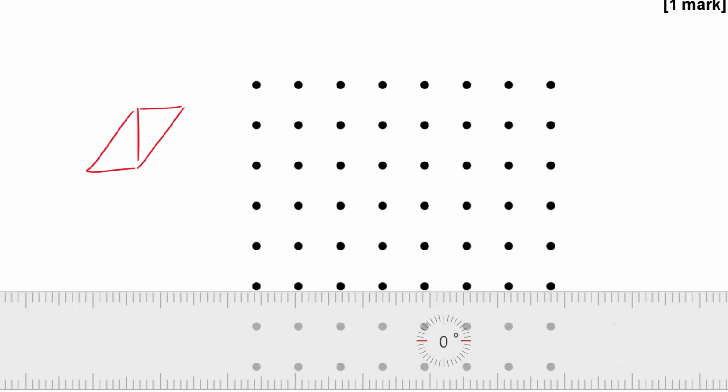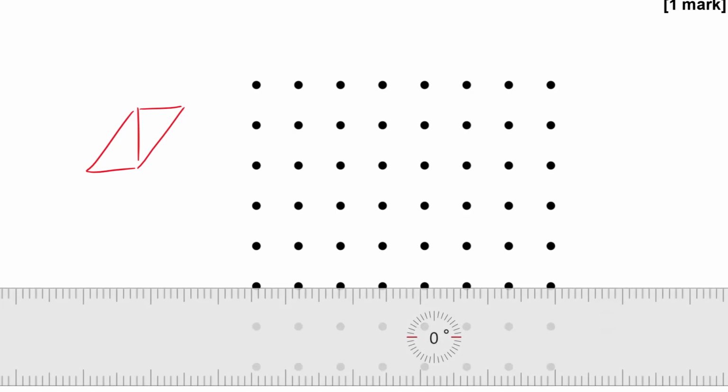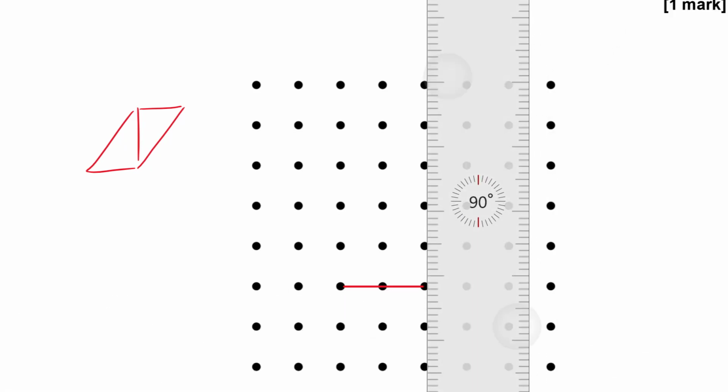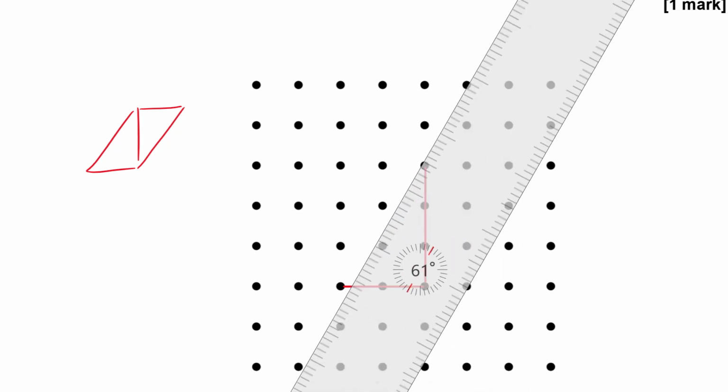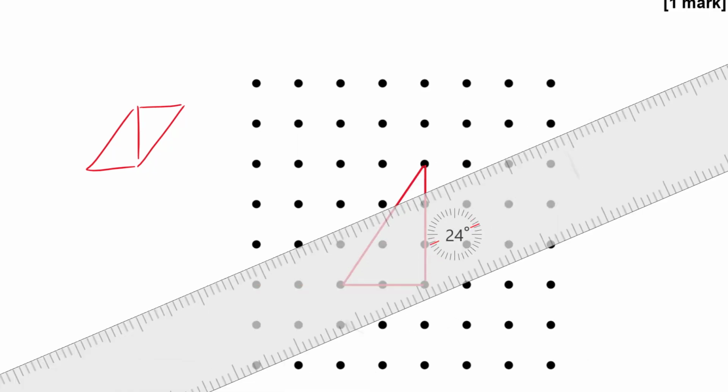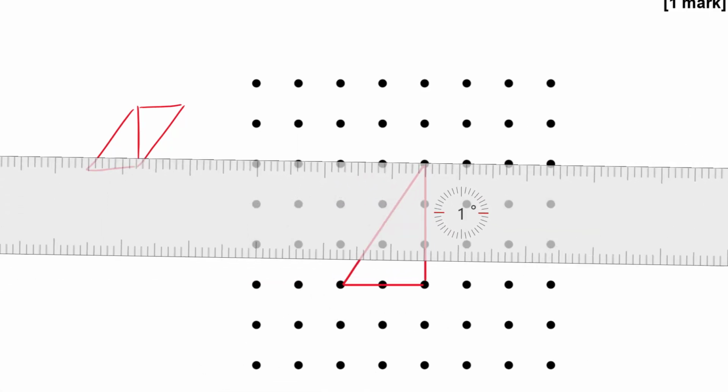Okay, so I'm going to draw my triangle here and then up to there and then down to there. And then the other triangle next to it.